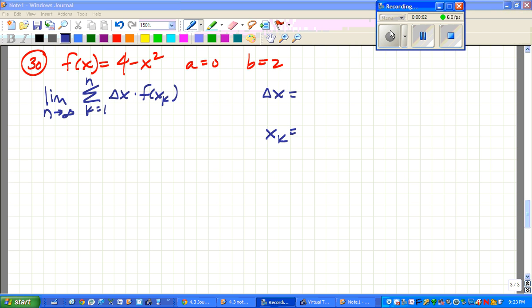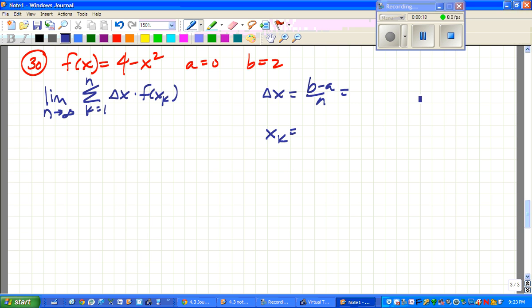All right, number 30. Find the area under the curve of 4 minus x squared from 0 to 2. Remember, this is our limit that we're looking at. Two main things to get started, delta x and x of k. Delta x is b minus a over n. So for this one, we get 2 minus 0 over n, which is just 2 over n.